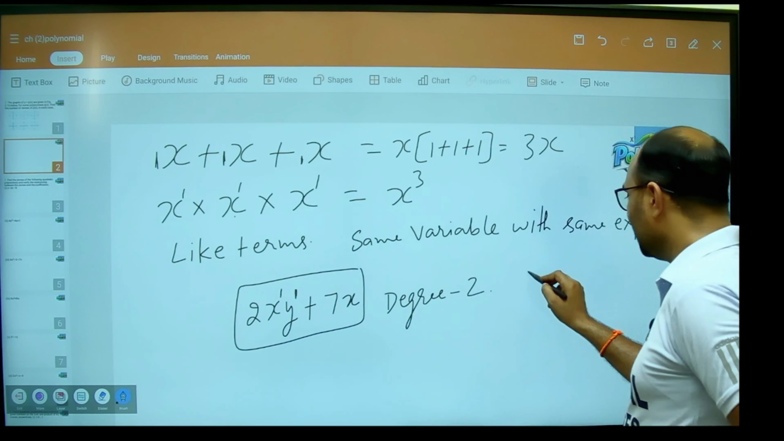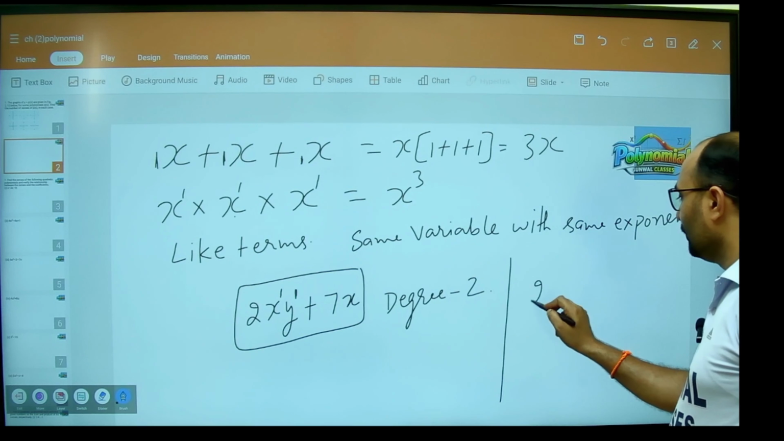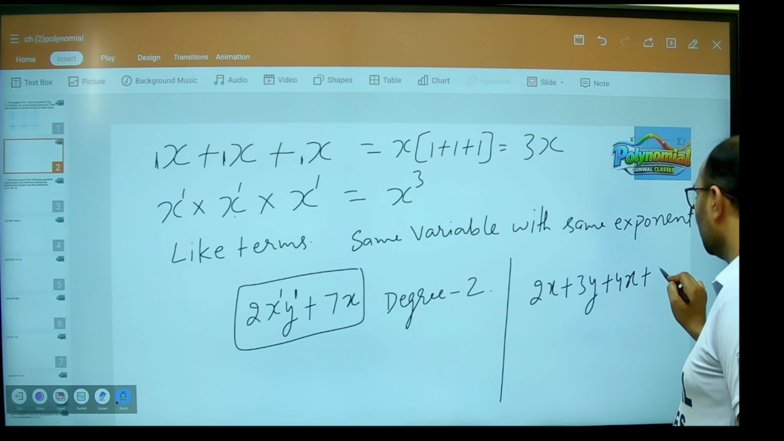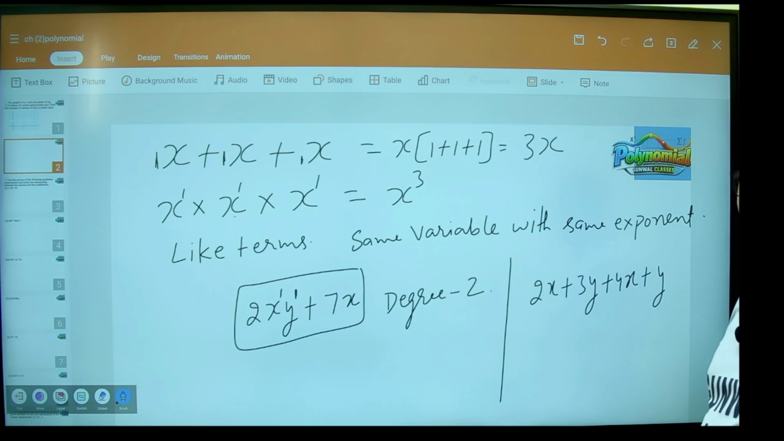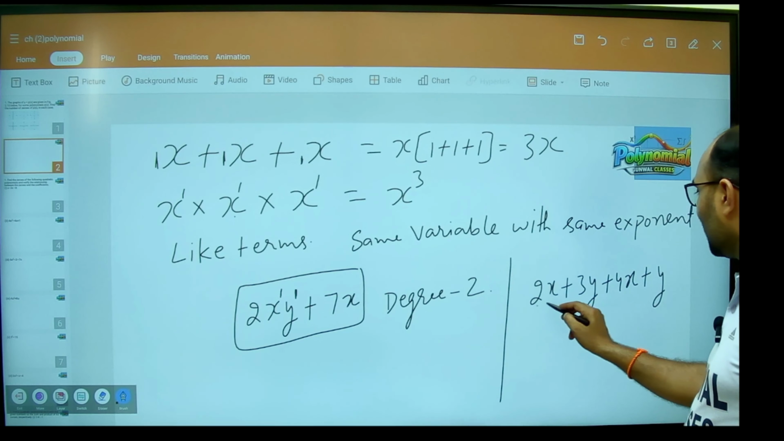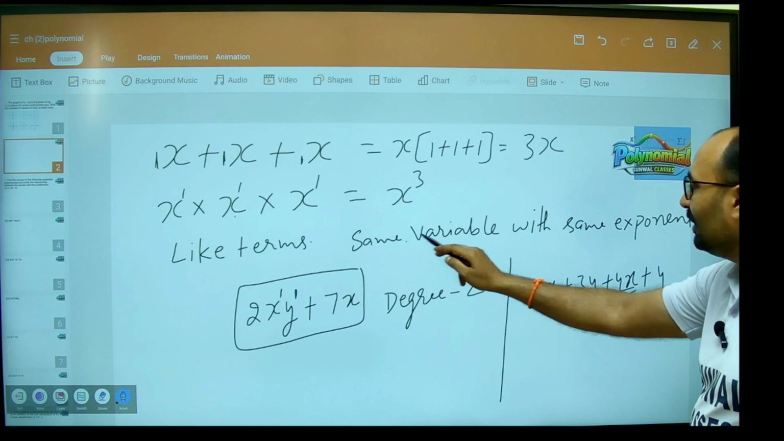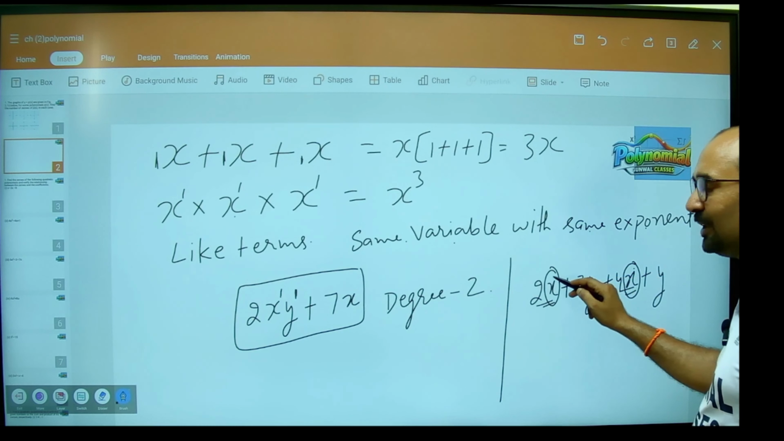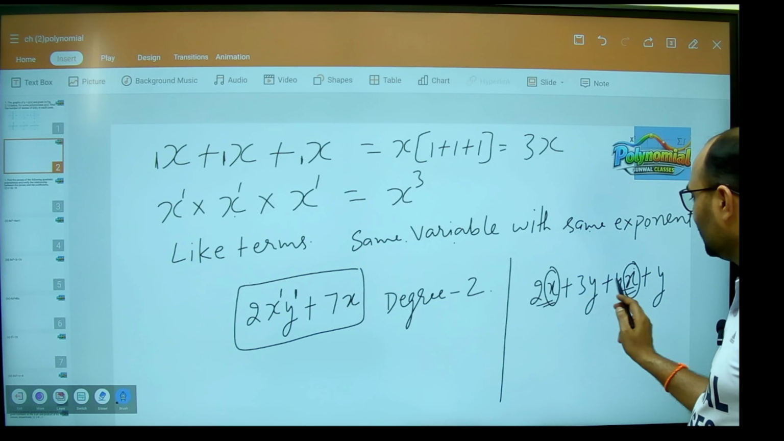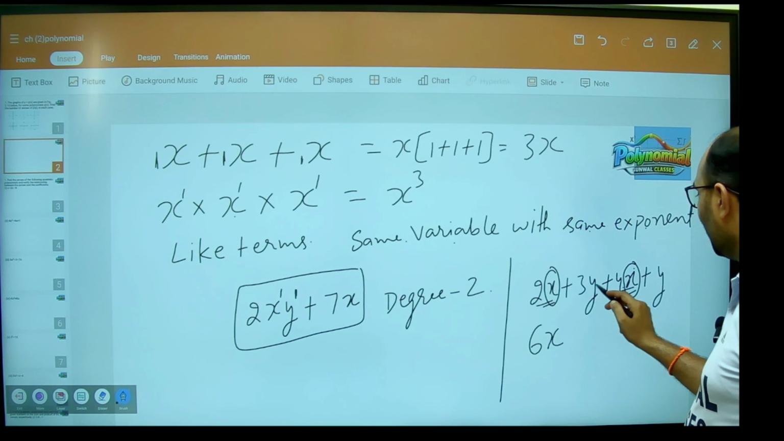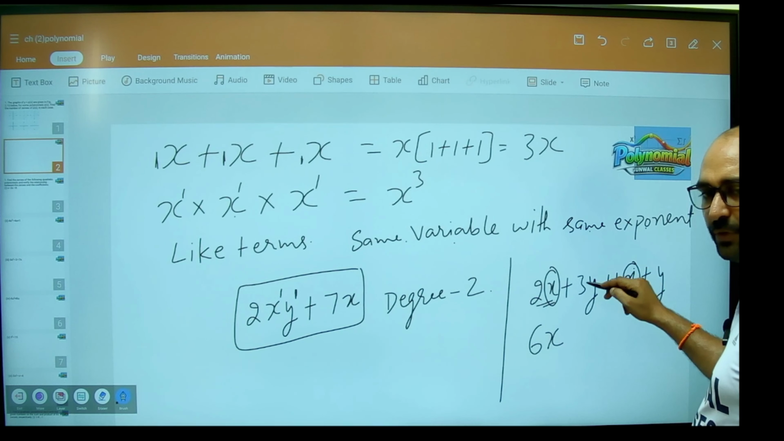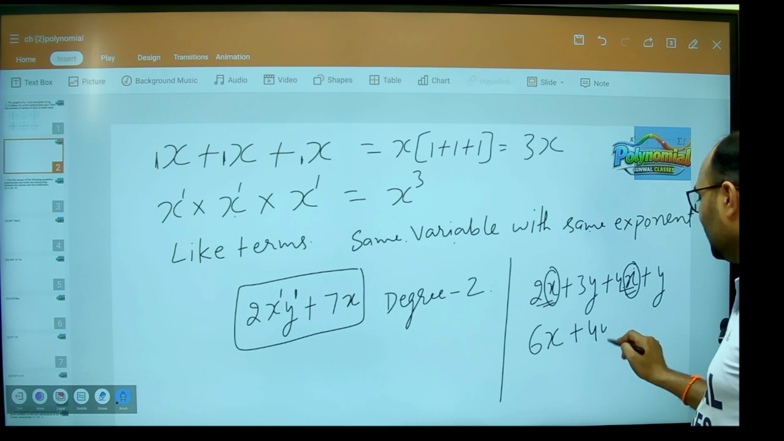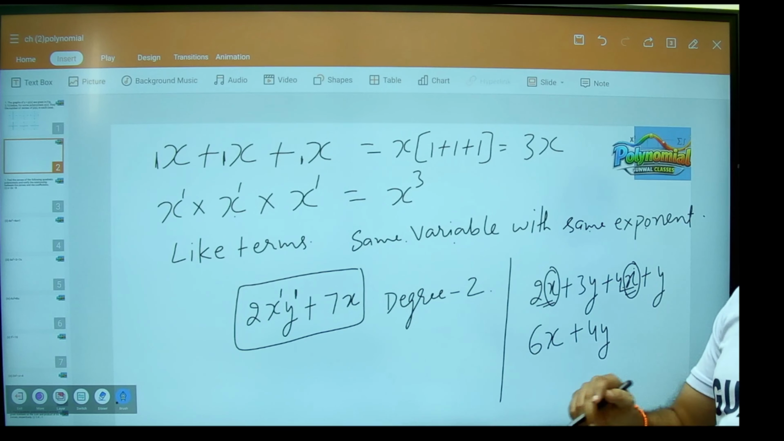Okay, how many terms are here? 2x plus 3y plus 4x plus y. How many terms are here? Only 2 terms are here. Both are like terms. I told you, same variable with same exponent. Variable is x, variable is x. Exponent is 1, exponent is 1. So we will add their coefficients. This will be 6x. 3y plus y, coefficient is 1, 3 plus 1, 4. Degree is 1, 4y. How many terms are here? Only 2 different terms are there.